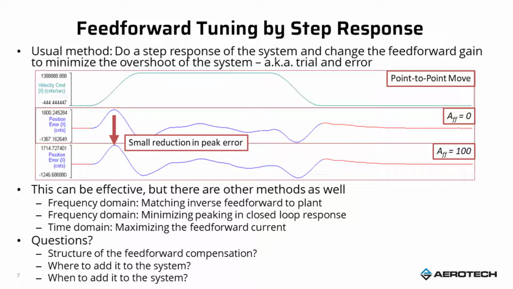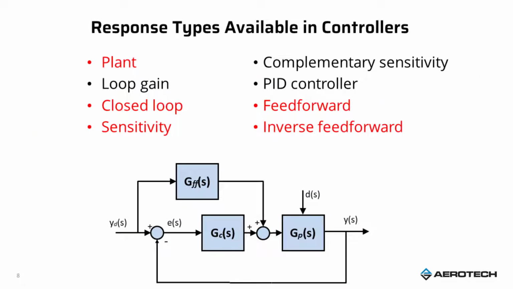The basic questions: first, what even should the feed forward structure be? What is the best feed forward structure? And the second is, once I have those, what gains do I use in it? Where do I add the feed forward into the system? And when should I add the feed forward into the system? So we'll take a look at each of those questions and answers briefly.